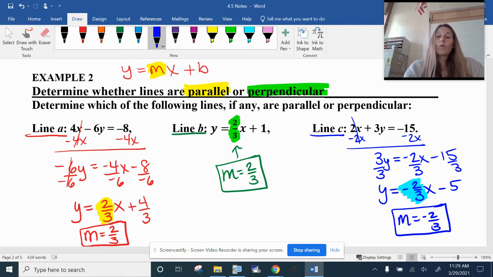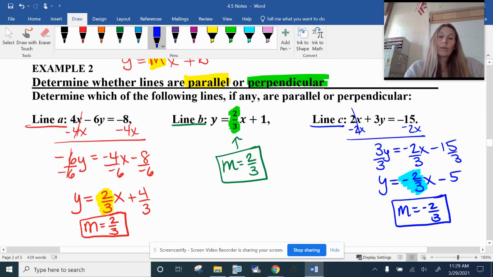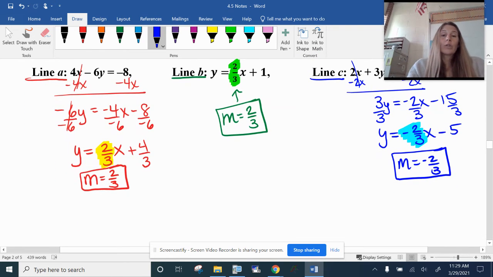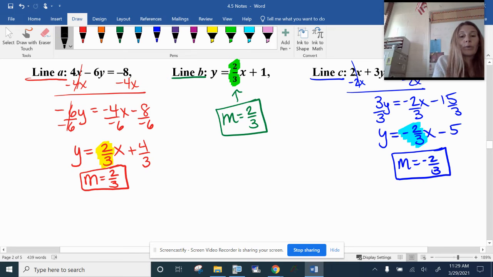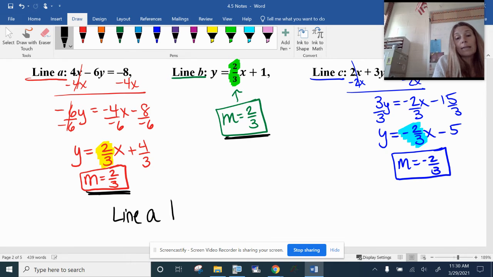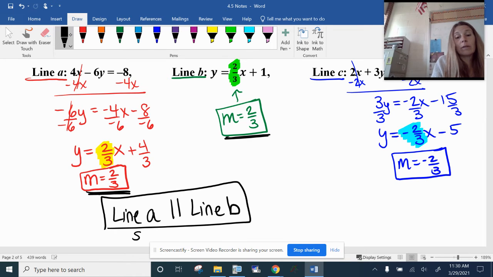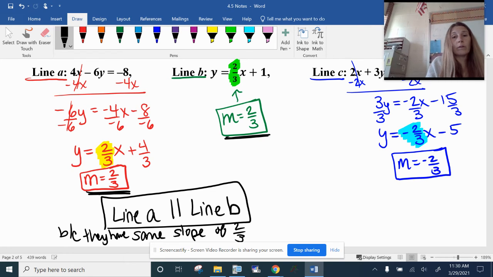Okay, so is there any relationship between these 3 lines here? So if we look at the first 2, this one and this one are the same. So we know that line A is parallel to line B because they have the same slope of positive 2/3.